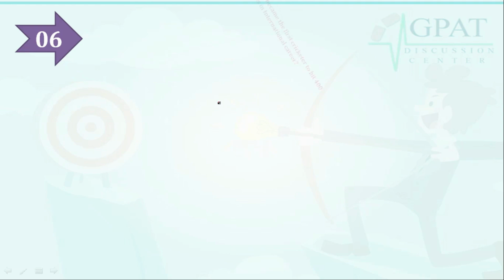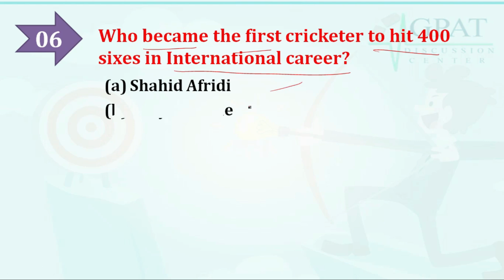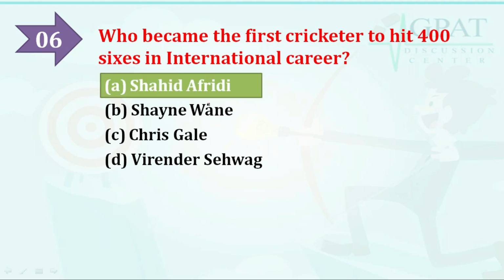Now the next question is, who became the first cricketer to hit 400 sixes in international career? The options are: Shahid Afridi, option B Shane Warne, option C Chris Gayle, option D Virender Sehwag. The correct answer is Shahid Afridi. Shahid Afridi hit 400 international sixes in his career.